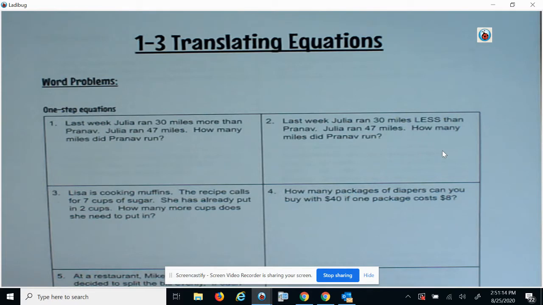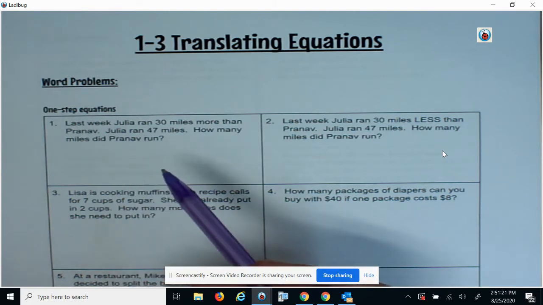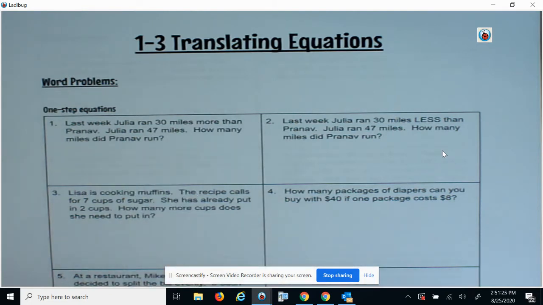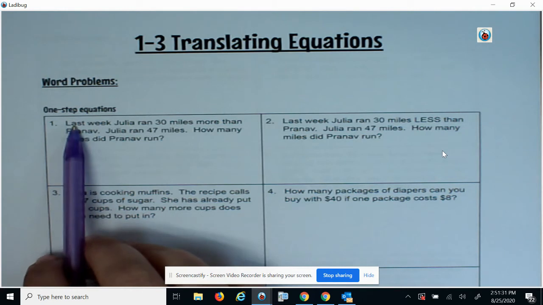Okay, so you're going to write this down as we go. Make sure you keep track of number one, the equation was, because you're going to have to solve that equation on your homework. And it'll be a lot easier if you keep track of that. All right. So number one, translation.